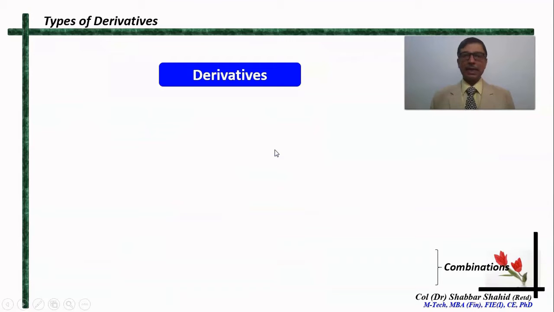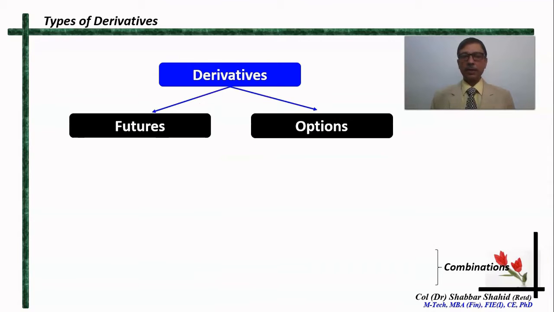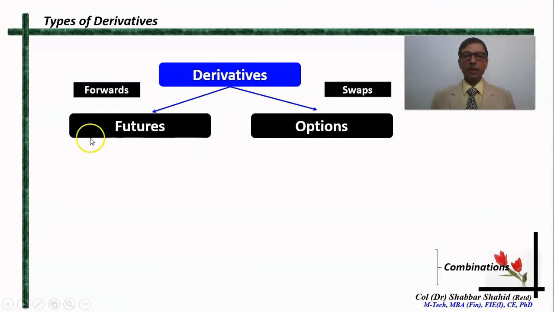So now let us try and understand what are the types of derivative contracts, or what are the types of derivatives. When we talk of derivatives, generally we talk about the futures and the options. But there is also something called as the forwards and the swaps.